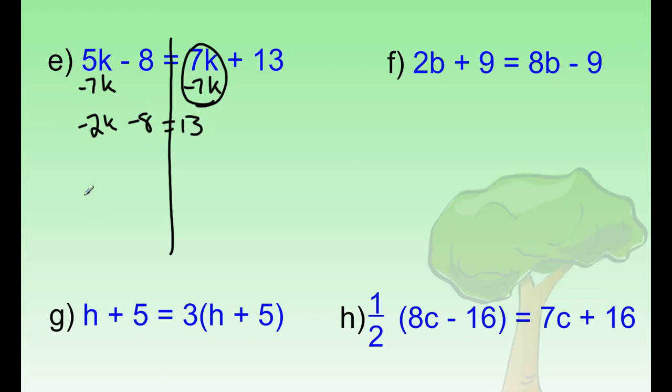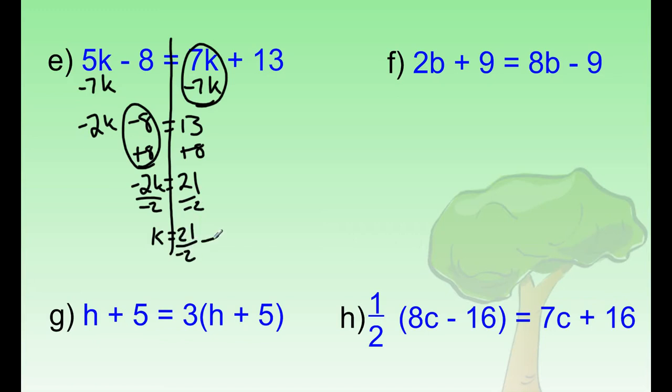All right, and now we're going to get to the multiply last, so this subtraction comes first. So we add 8 to both sides, gives me negative 2k. You're gone. And that is 21. Divide both sides by negative 2, and we have k equals, that doesn't simplify, so 21 over negative 2, or that equals negative 10.5.